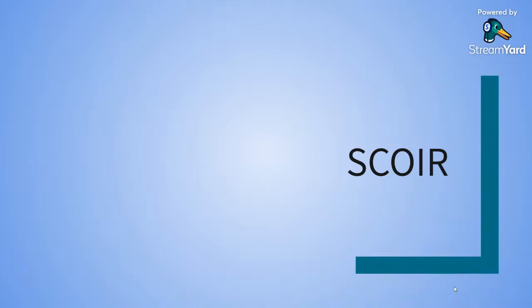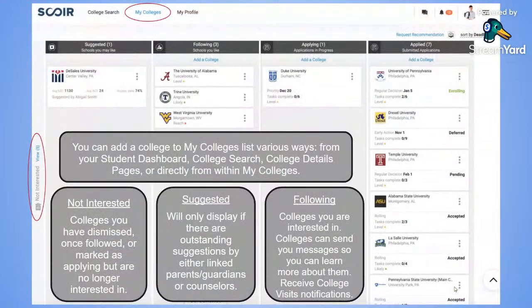Great. Now we're going to move on to SCORE. So a lot of this information might be a little bit repetitive, but we really want to make sure that you know and understand what you need to do in order for us to be able to send all of your college documents on your behalf. So first, we're going to start with what your My Colleges page looks like. This page is very important, so I want to make sure that you go in and fill it in.